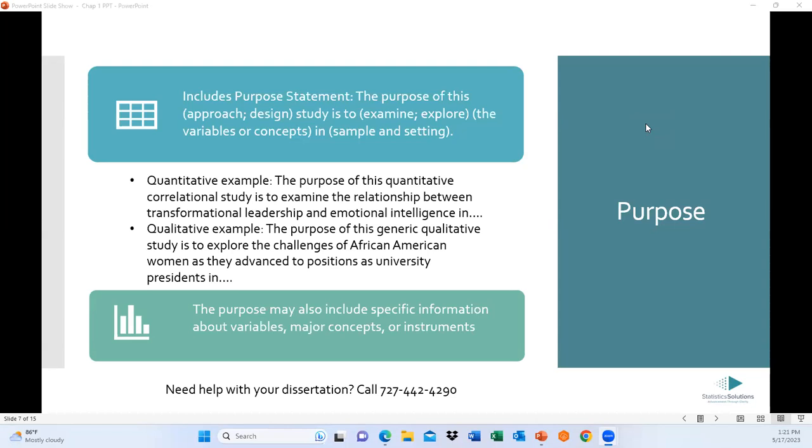The professors usually don't like it if you pull a section of material from one place and put it in another place. But with the purpose statement, you have to do it. Okay.